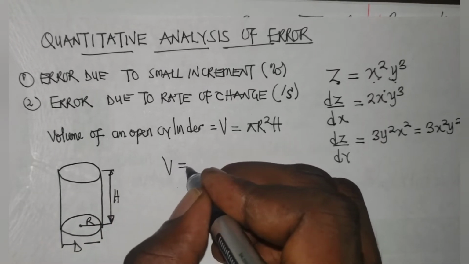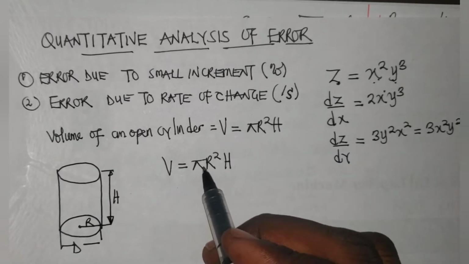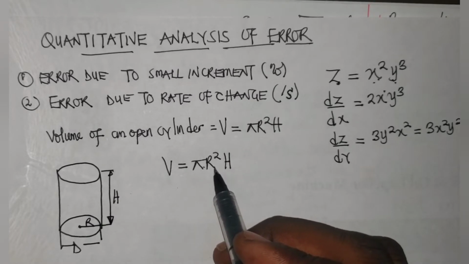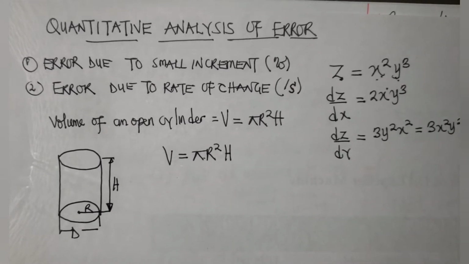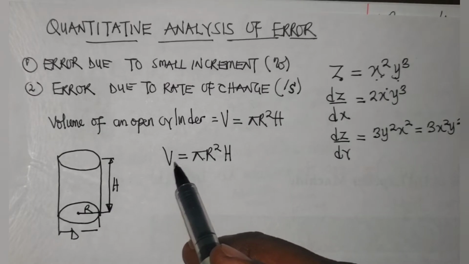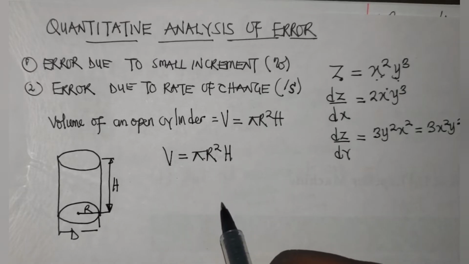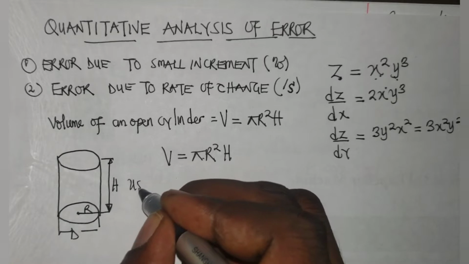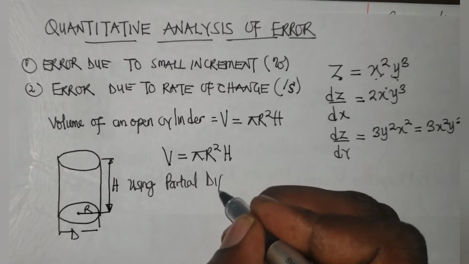Now since I know that V is equal to pi r square h, pi is a mathematical constant, r is the radius of the cylinder, and h is representing the height of the cylinder. So if I want to use the knowledge of partial differentiation to find the differential form, if I differentiate my volume with respect to my radius, and to find that of volume with respect to my height, I use partial differentiation. So you will say using partial differentiation.